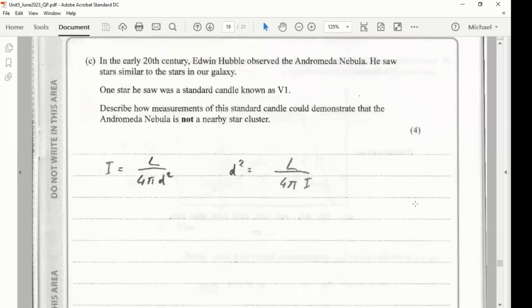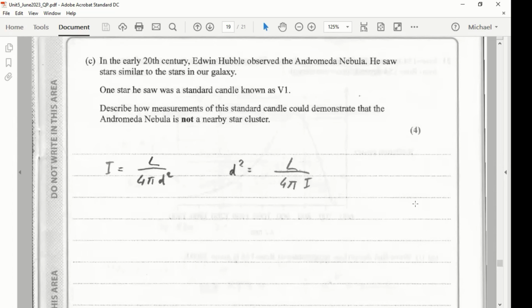In the early 20th century, Edwin Hubble observed the Andromeda Nebula. He saw stars similar to the stars in our galaxy. One star he saw was a standard candle known as V1. Describe how measurements of this standard candle could demonstrate that the Andromeda Nebula is not a nearby star cluster.